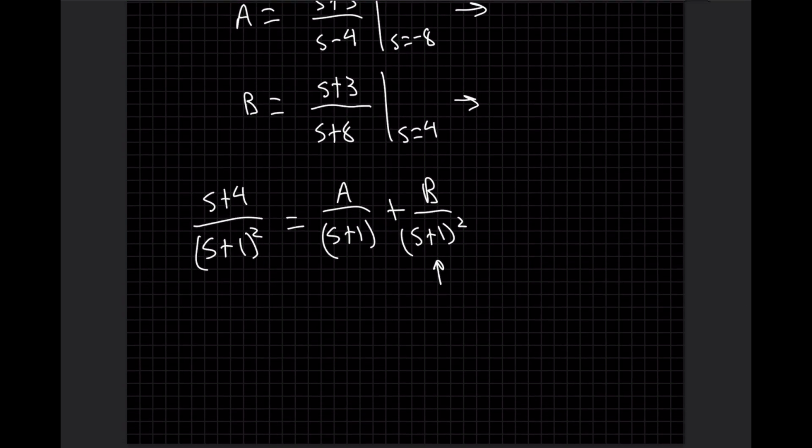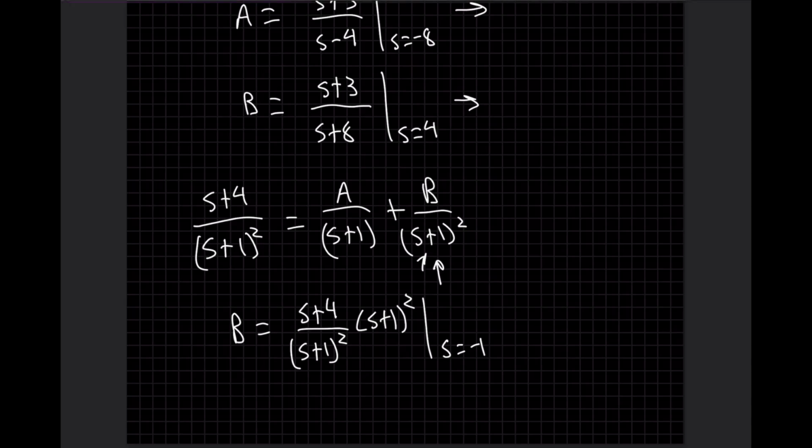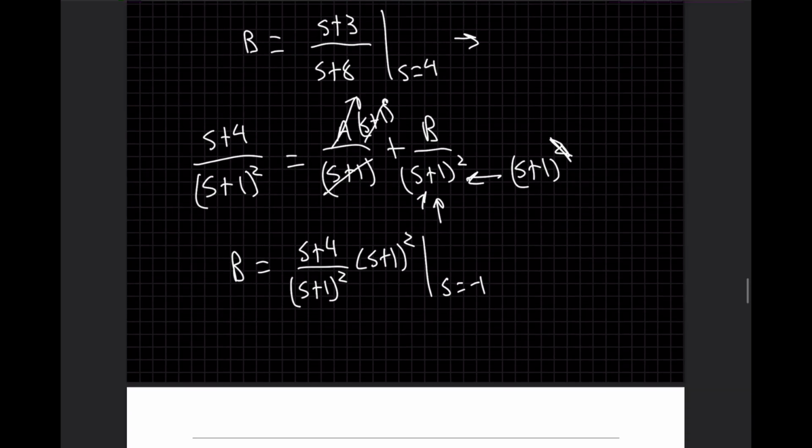So we find b equals s plus 4 over s plus 1 quantity squared multiplied by this denominator, multiplied by s plus 1 squared, and we evaluate at when this is equal to 0, so s equals -1. And the reason this works is because if we multiply both sides by s plus 1 quantity squared, then one of the s plus 1s in the denominator goes away, but you're left with 1 in the numerator still for this, and you have s plus 1 times a, and then we evaluate s equals -1, that goes away, so this whole term goes away.